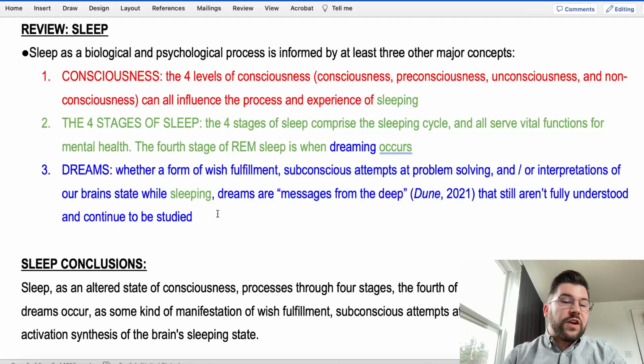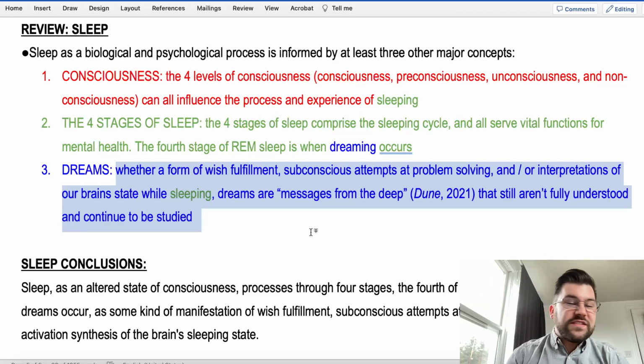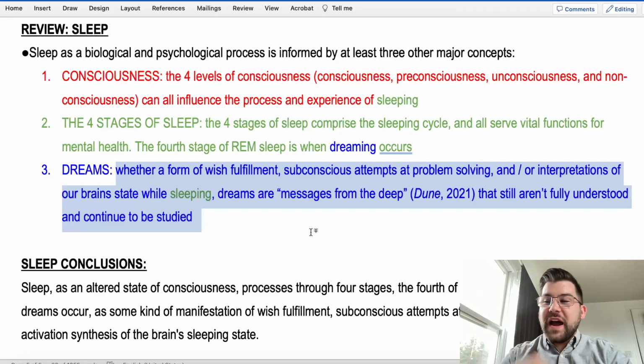A lot is still unknown here, but we have been fascinated by dreams for a long time. They pop up in popular culture. Like if you've seen the movie Dune, right? That movie opens with the statement, dreams are messages from the deep. That's a valid theory as much as any others, right? We're still studying these, still trying to figure this out.